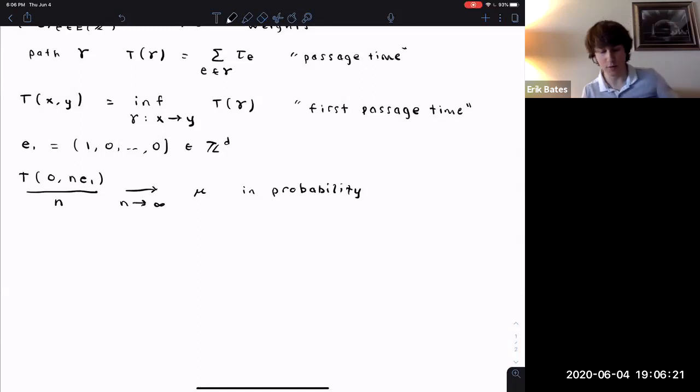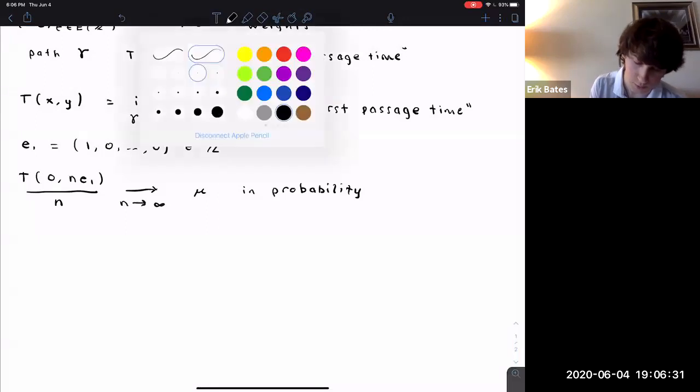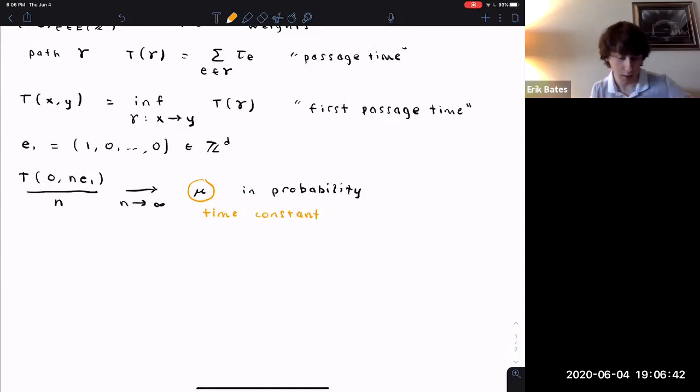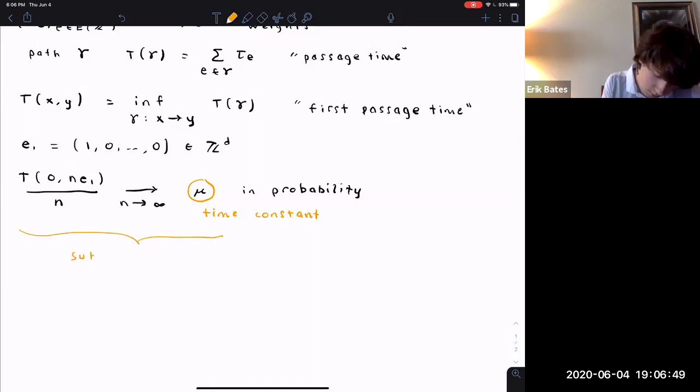This is without any assumptions on the edge weight distribution other than non-negativity. You can get almost sure convergence with a certain moment assumption. I'm not going to focus on that in this talk. I'm going to try to keep things as general as possible. This mu is called the time constant. It gives us the rate of growth of this T function in a particular direction, the e_1 direction. And just as a bit of culture, I'll mention that this result is due to the subadditive ergodic theorem.